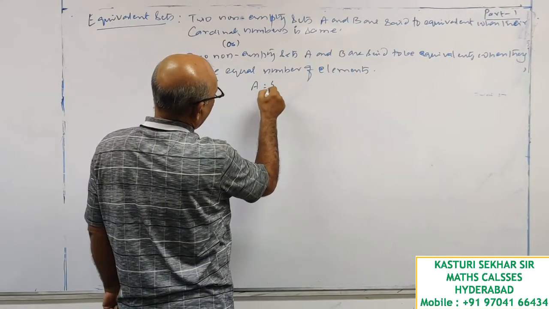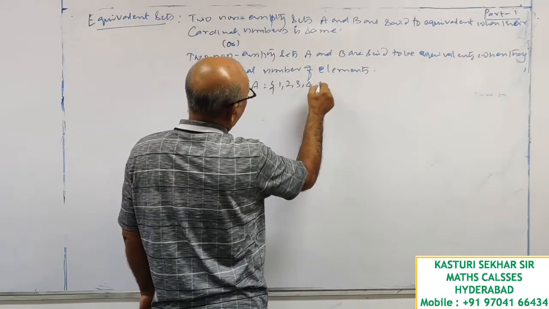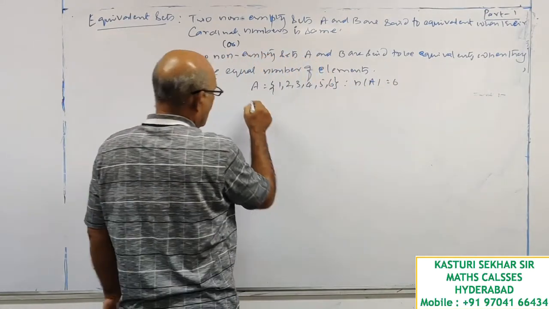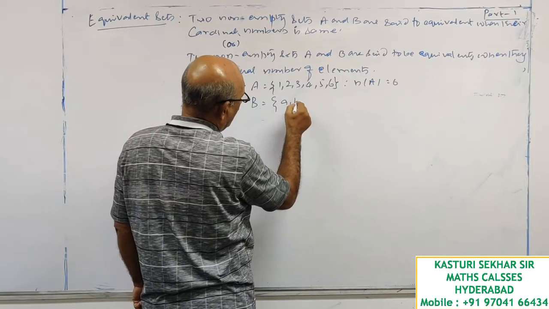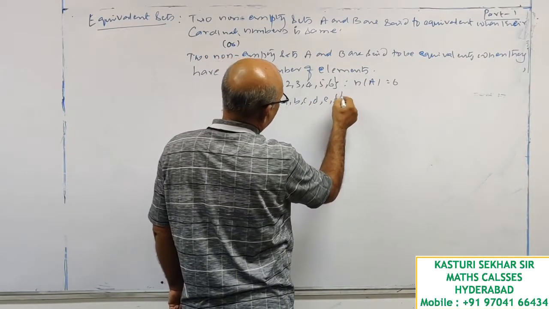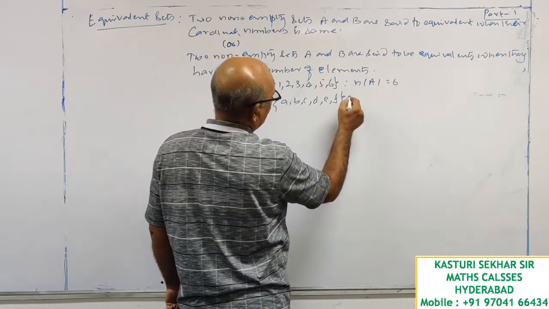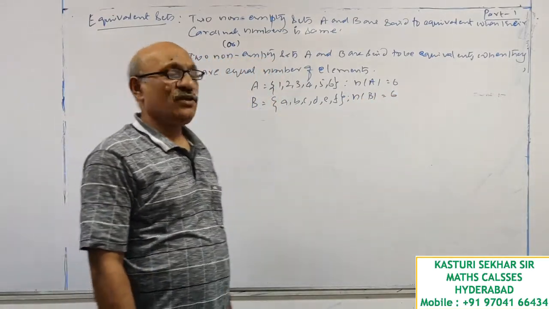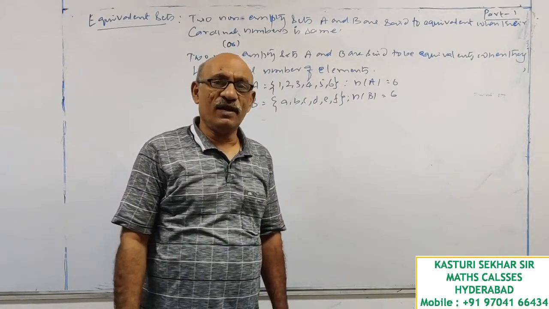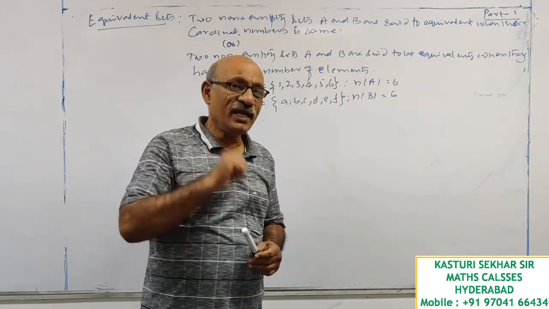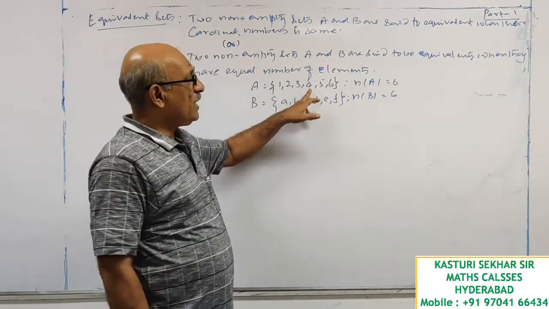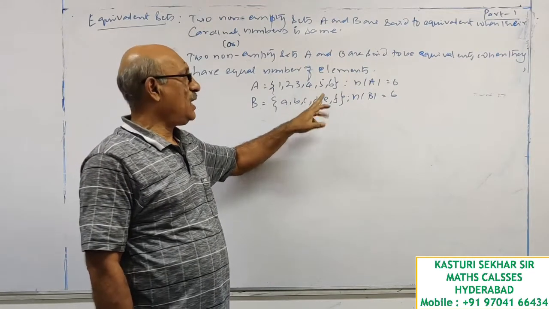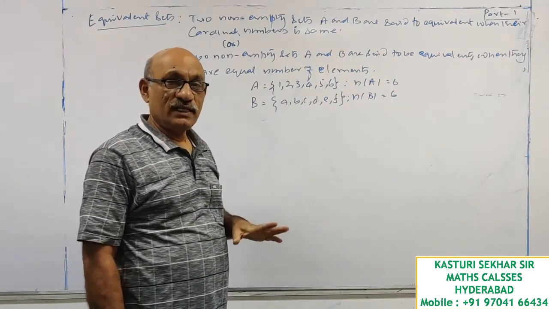For example, A is a set having elements 1, 2, 3, 4, 5, 6, so its cardinal number is 6. Now B is equal to a, b, c, d, e, f. Here also the number of elements is 6. Set A and set B are having equal number of elements. Elements need not be equal here. Equal number of elements, so the two sets are equivalent.